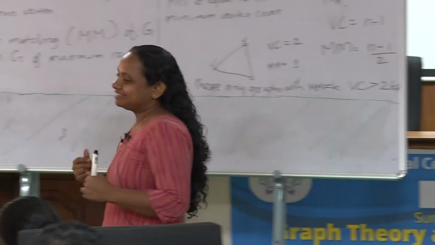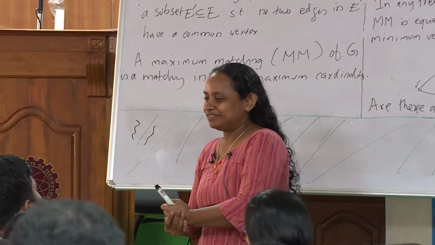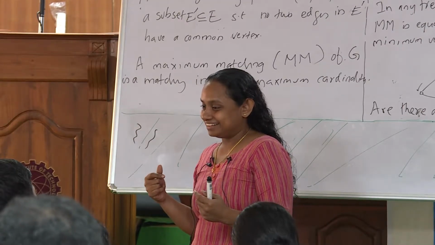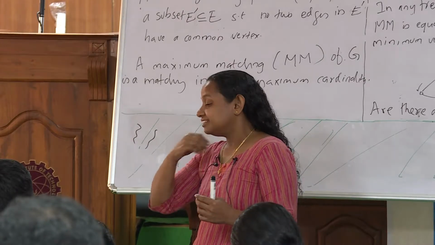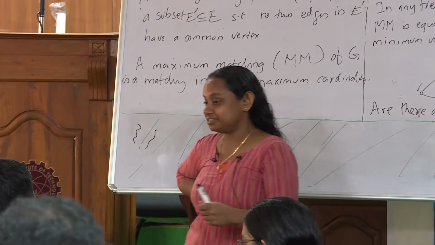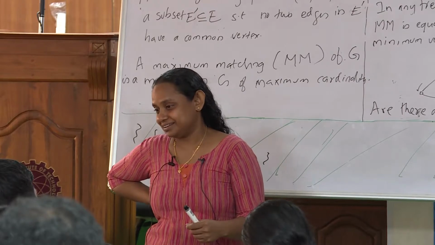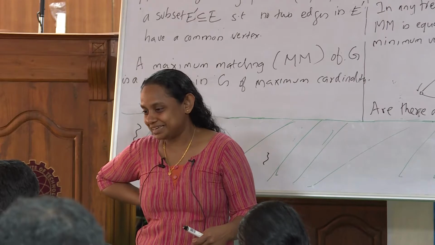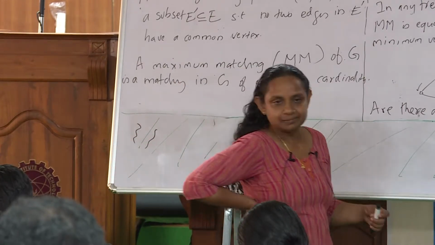Complete graph is not a proper argument. What if it is not a complete graph, it is something else? Right, we would need a smaller number of vertices for the vertex cover also, right? That is the problem. Vertex cover number also will go low, not only the matching, right?